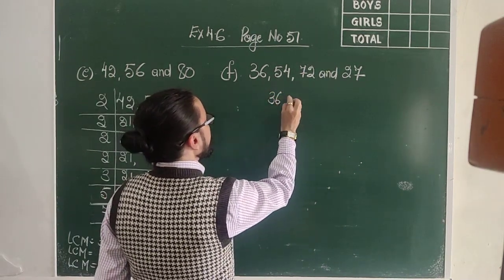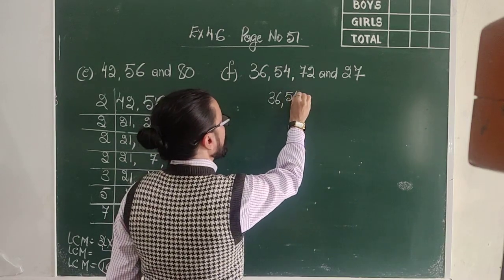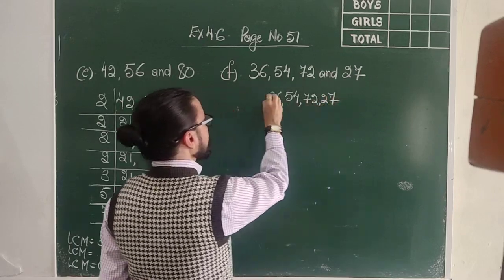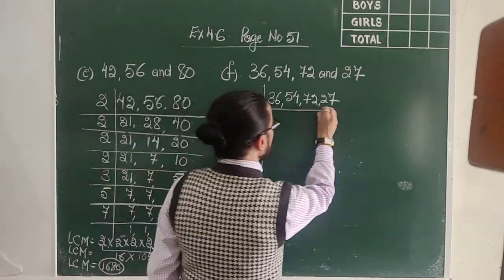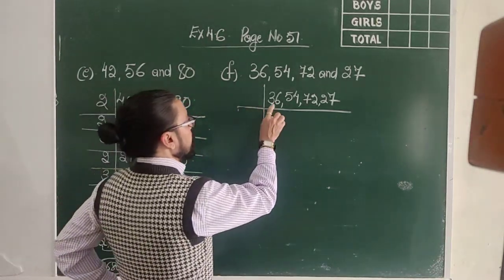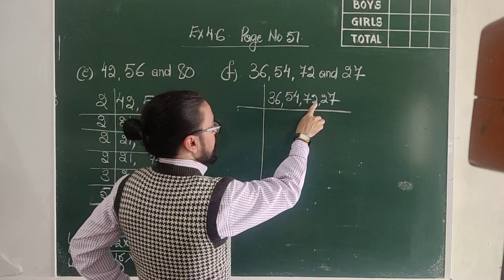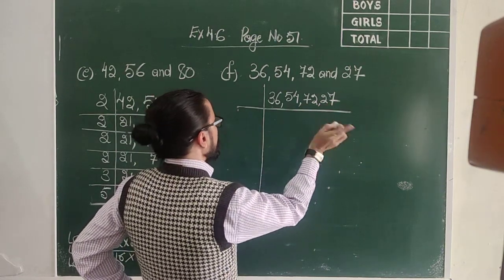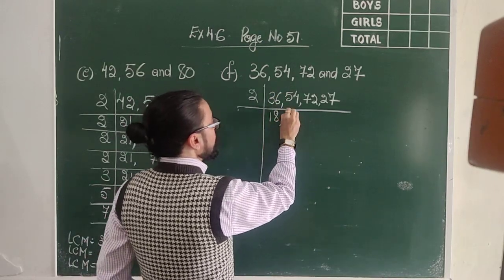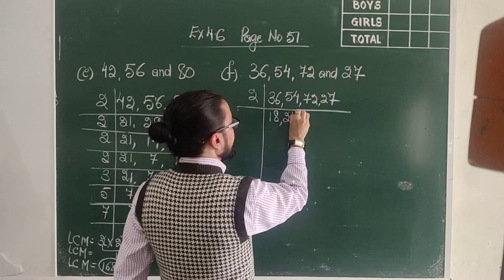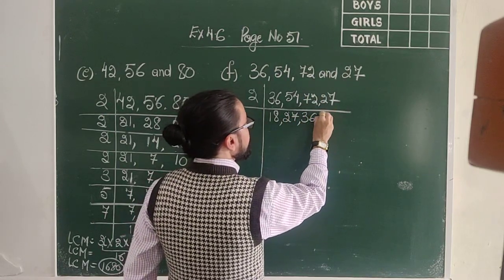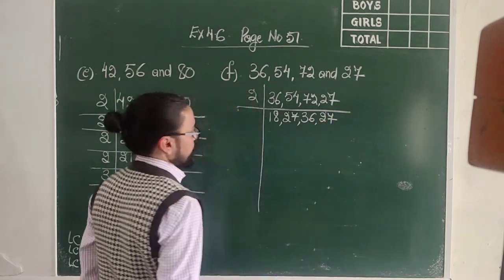Now come to part F. 36, 54, 72 and 27. This is going to take a long time because they're bigger numbers. Go one number at a time, do it patiently. Ending with even numbers are divisible by 2, ending with odd numbers are not divisible by 2. So 2 ones are 2, carry 1, 2 eights are 16, 2 twos are 4, carry 1, 2 sevens are 14, 2 threes are 6, carry 1, 2 sixes are 12, 27 comes down because it's not divisible by 2.